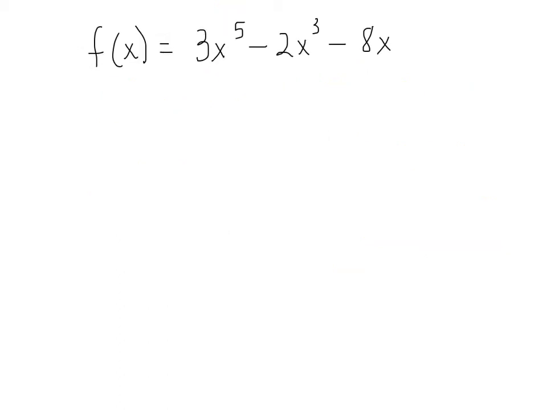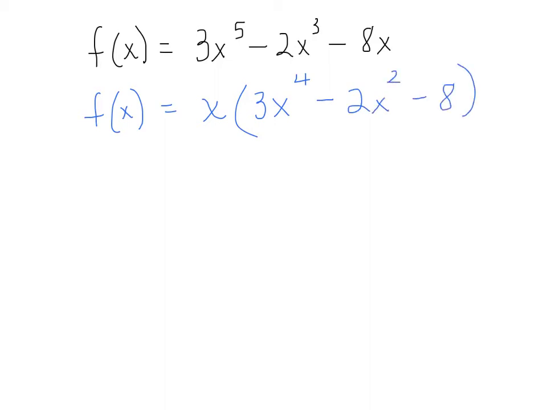Here's a slightly different situation. It doesn't look like it's x to the fourth, but what you'll notice about each of these terms is that they all have an x. So one thing that you'll want to do before you factor this is actually factor out a common factor. So I'm going to factor out an x, and I get 3x to the fourth minus 2x squared minus 8.